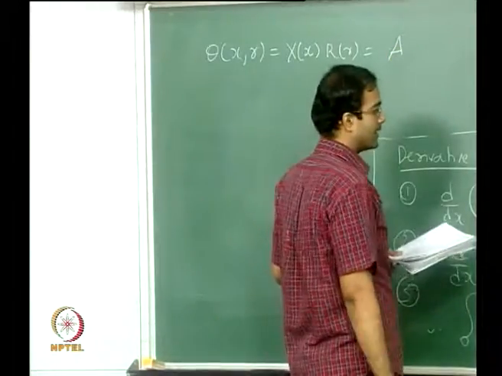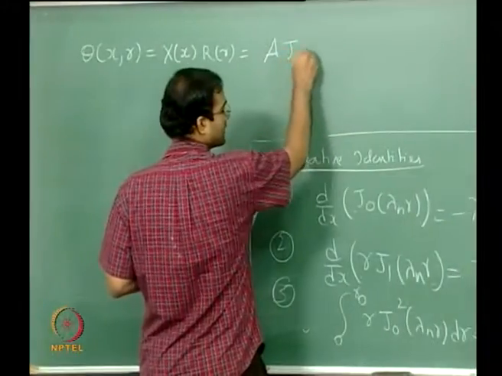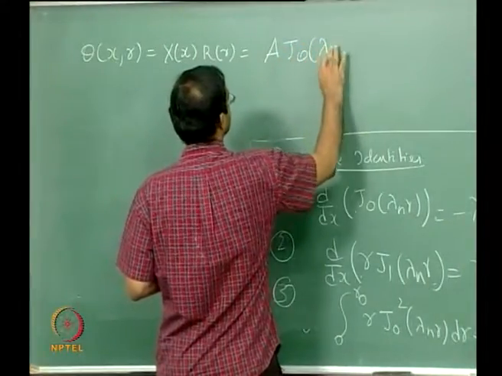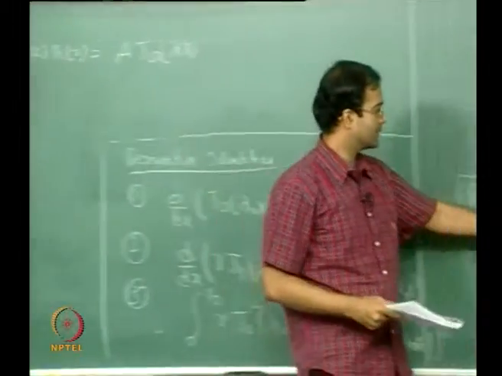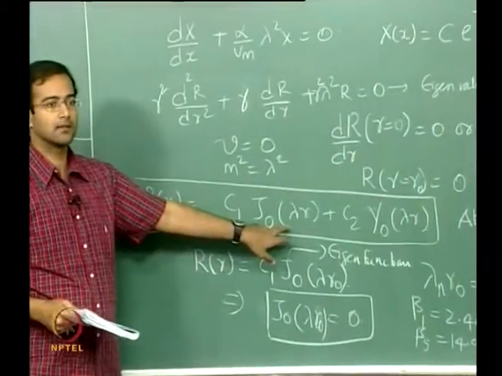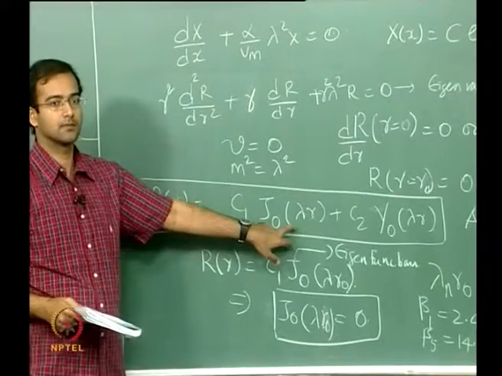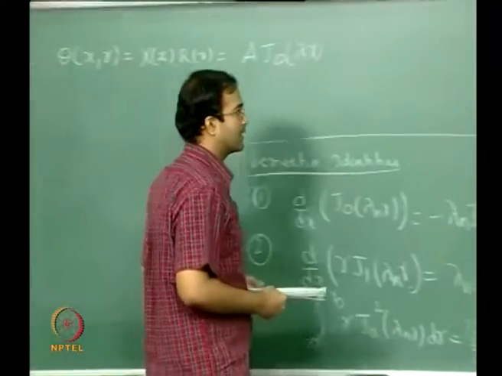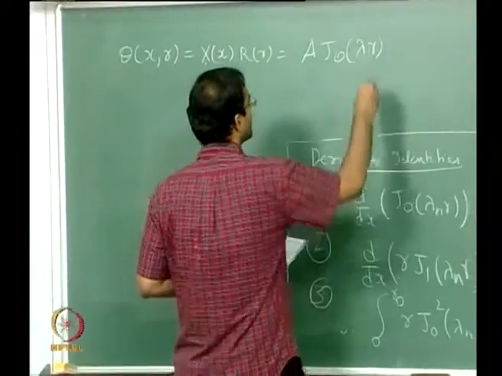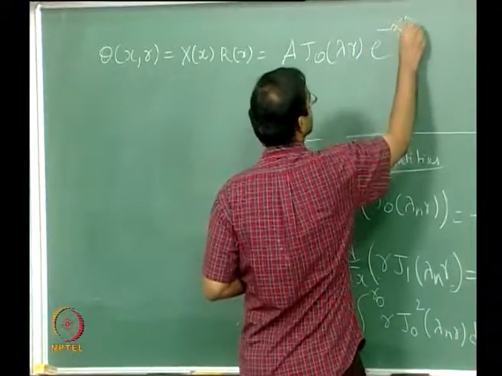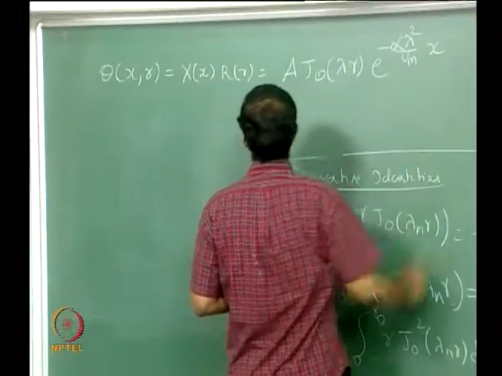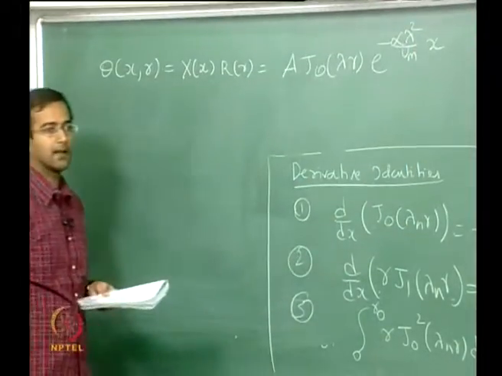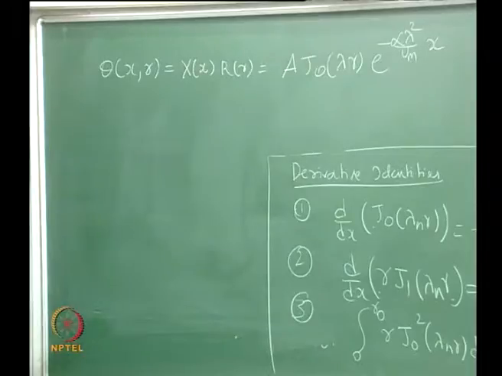And what is the remaining? J0(lambda r), C1 J0(lambda r) is your eigenfunction, and what is the remaining part? X of x will be e to the power minus alpha lambda squared x by u_m. Finally your solution reduces to this.